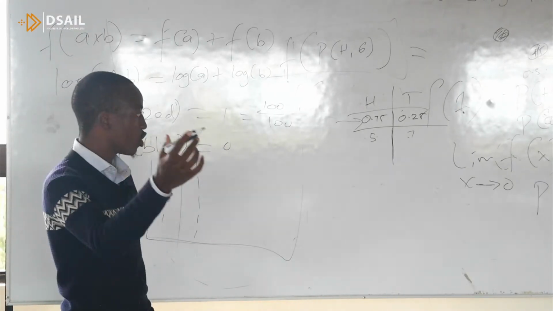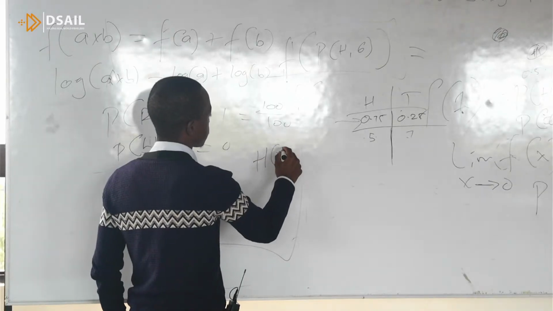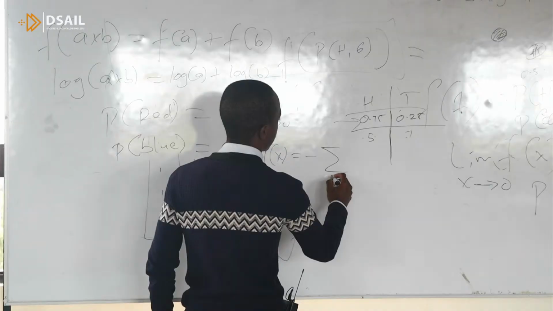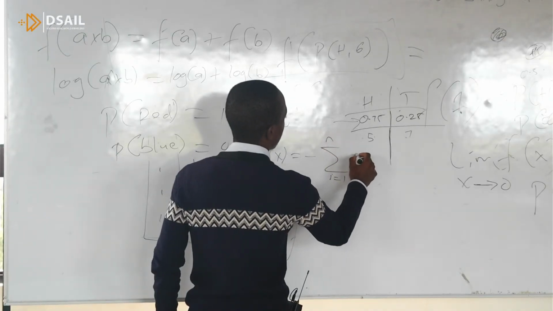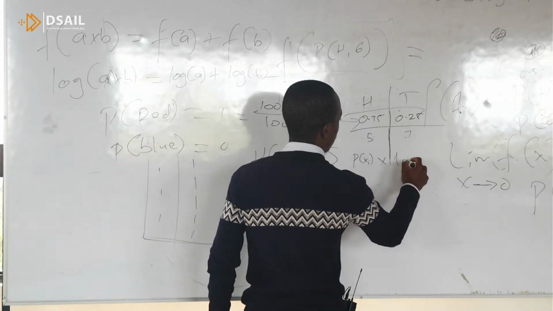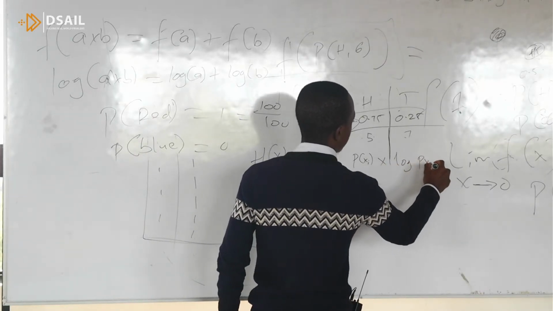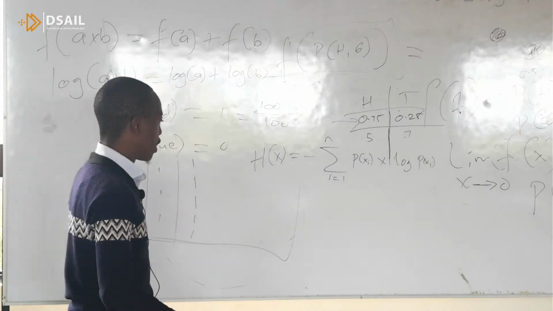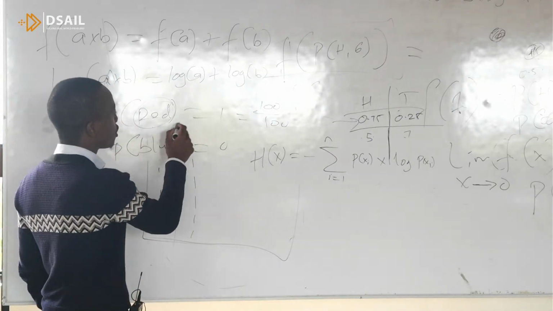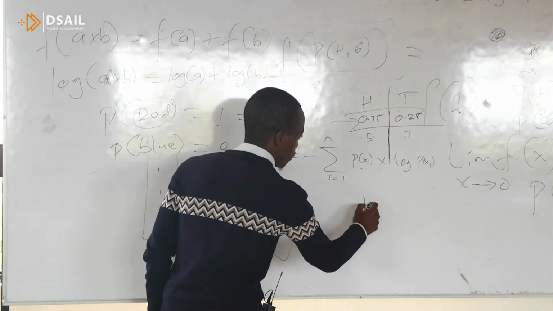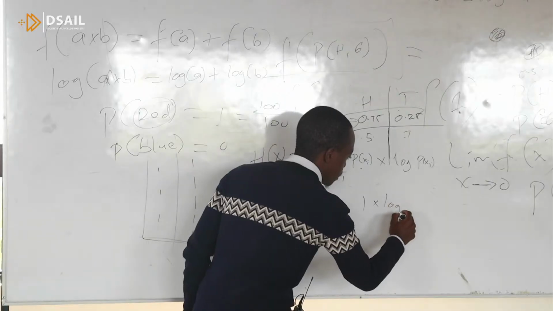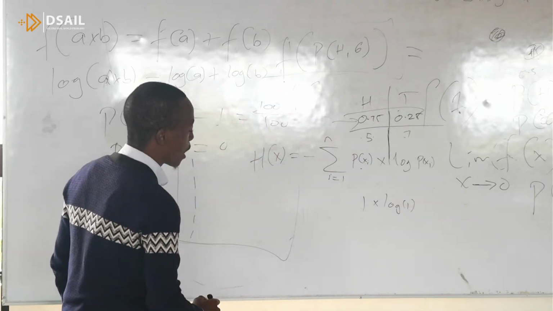Now remember the formulation of entropy. We said H of x is equal to negative summation from i equals 1 up to n of probability of xi times the log of probability of xi, isn't it? Now let's go step by step. The first xi is red. What is the probability of red? 1, isn't it? Times, what is the log of 1? 0, isn't it? We are coming to that.